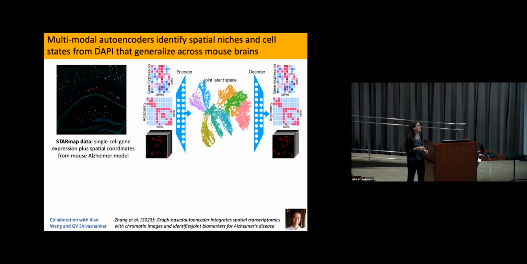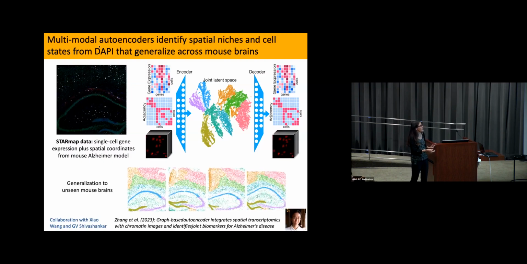But again, as before, every dot here is a cell, which you get by encoding these different modalities together. You can think of it as two cells in the latent space being close if they're similar in terms of their chromatin state, if they're similar in terms of their gene expression state, and if they have similar neighbors, because we're now also using adjacency. Now, as usual, when you have your cells embedded as if it was single-cell RNA-seq, you just do clustering in the latent space. And we'd like to know that this generalizes at least across different mice, even mice that we haven't trained on.